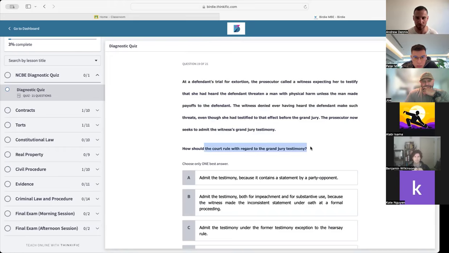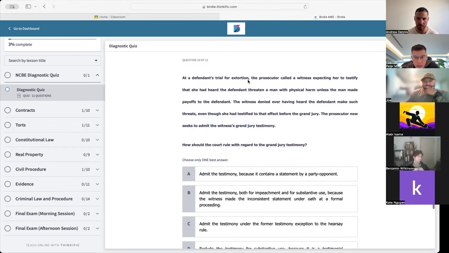How should the court rule with regard to grand jury testimony? At a defendant's trial for extortion, the prosecutor called a witness expecting her to testify that she had heard the defendant threaten a man with physical harm unless the man made payoffs to the defendant. The witness denied ever having heard the defendant make such threats, even though she had testified to that effect before the grand jury. The prosecutor now seeks to admit the witness's grand jury testimony. How should the court rule with regard to the grand jury testimony?